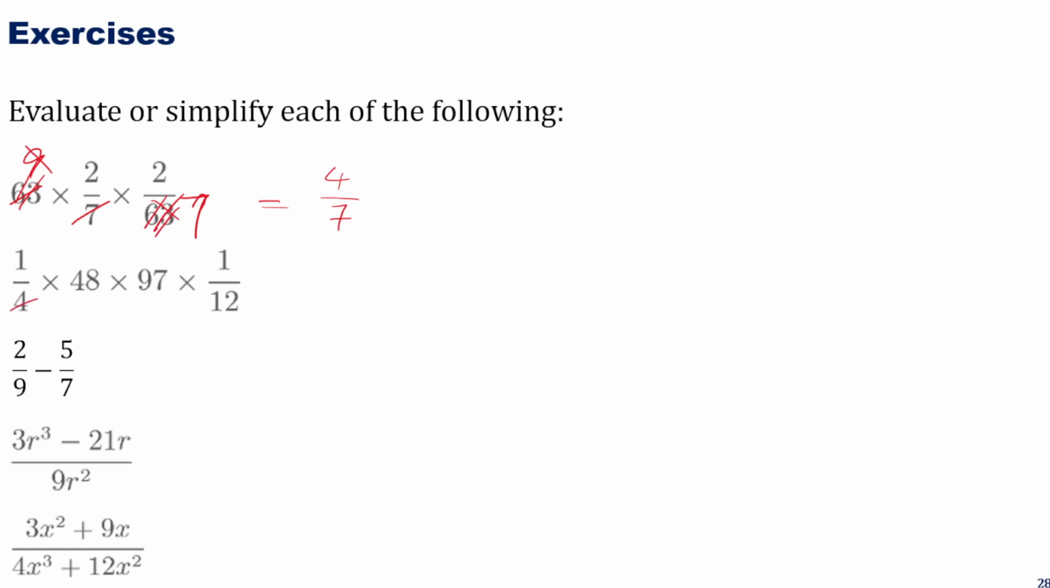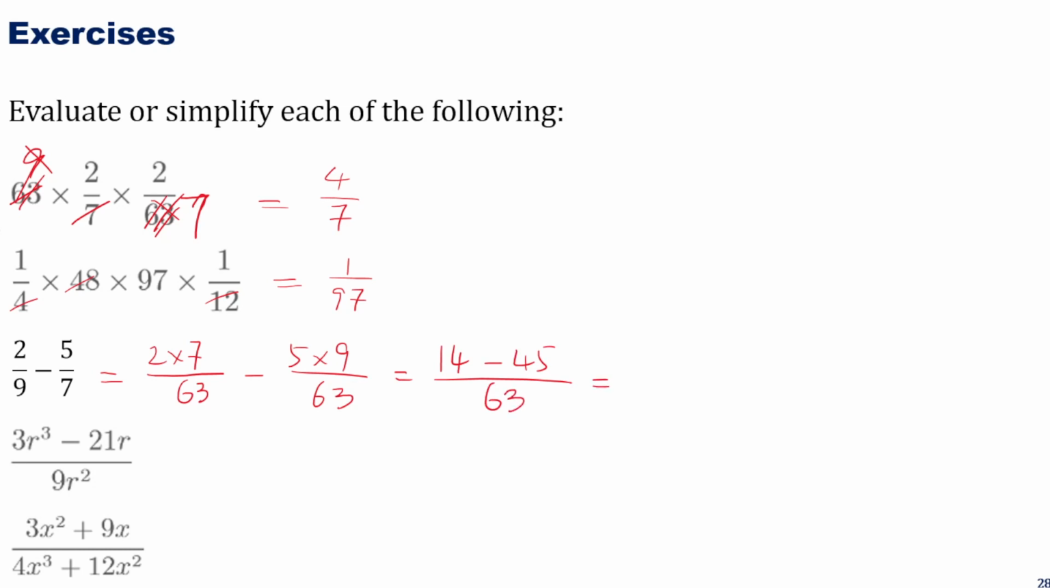Next one, 4 times 12 is 48. This can be cancelled with 48 here, so we'll have 1 over 7, right? And next one, this can be written as 63 times 7 minus 5 times 9 over 63. So this gives us 14 times 3 minus 45 over 63, and that's negative 31 over 63, right?